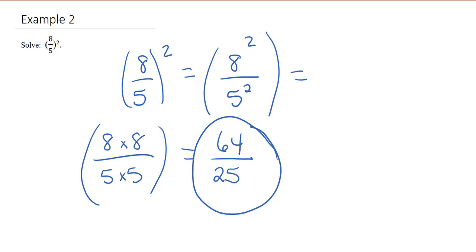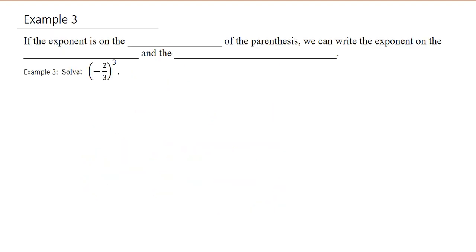Now let's do one final example. Example 3. Now, if the exponent is on the outside of the parentheses, we can write the exponent on the numerator and the denominator, which is just confirming what we've been doing in the last 2 examples. So now we're going to solve for the following.